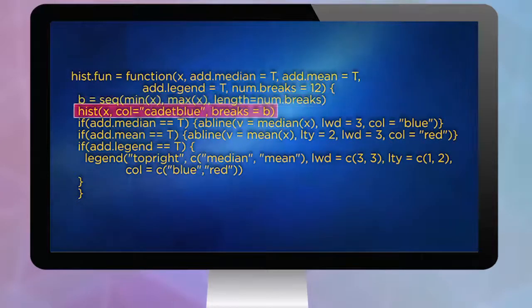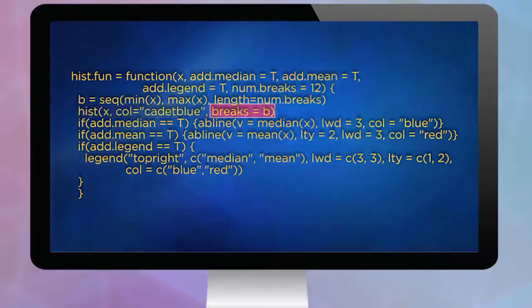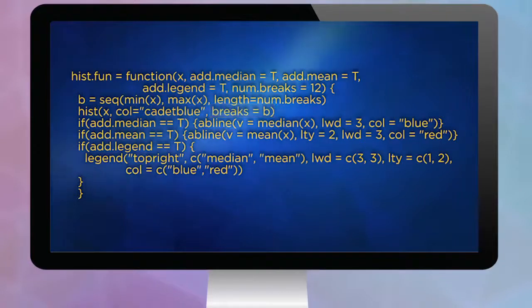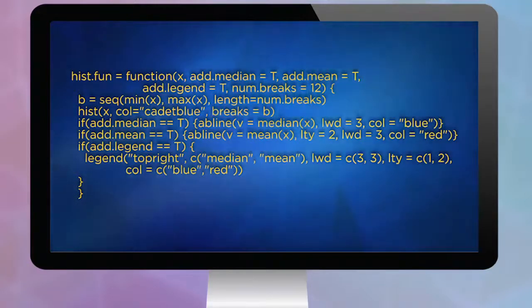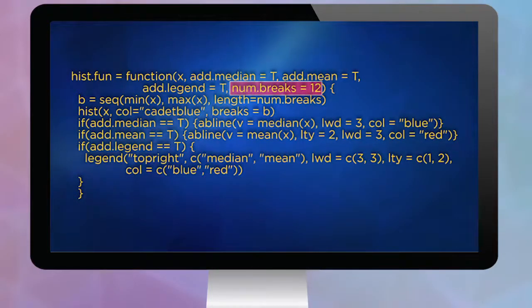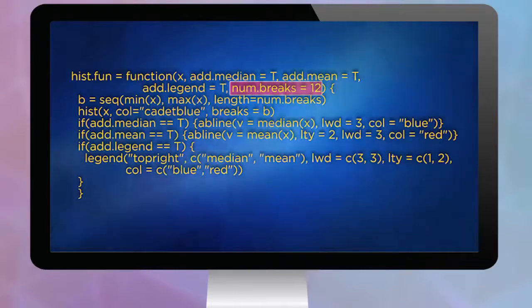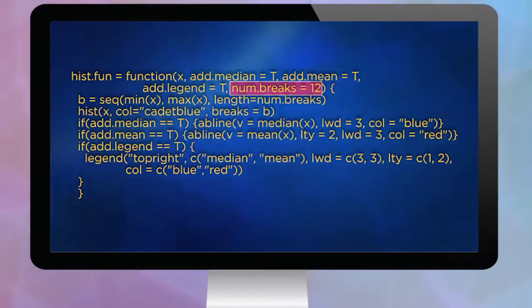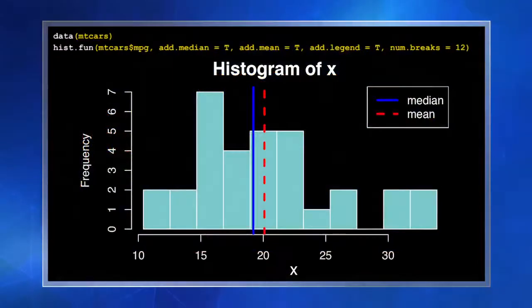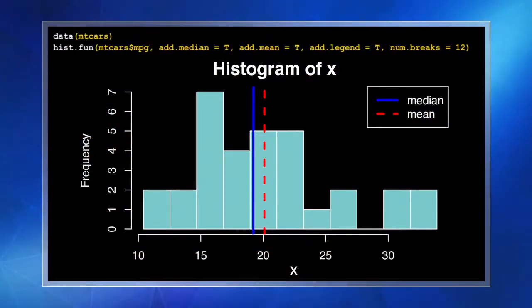So notice, when we call the histogram, we're going to set breaks equal to B. But one other thing to point out, notice that we also have added a number of breaks in our histogram function. So the num.breaks equals 12. So this is going to give us a place to go to adjust the break size without having to go through our code. So check out the histogram. When we call the histogram on X, we've got the color, but now we've set our breaks equal to B, where B is our num.breaks as the length.